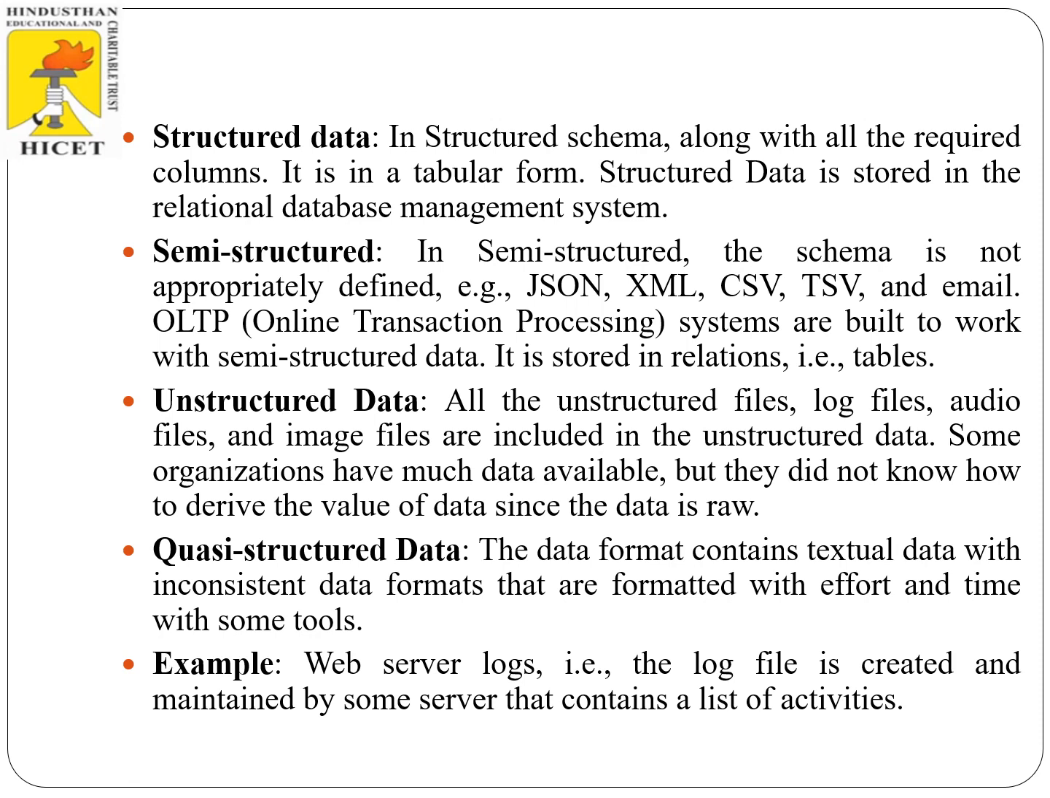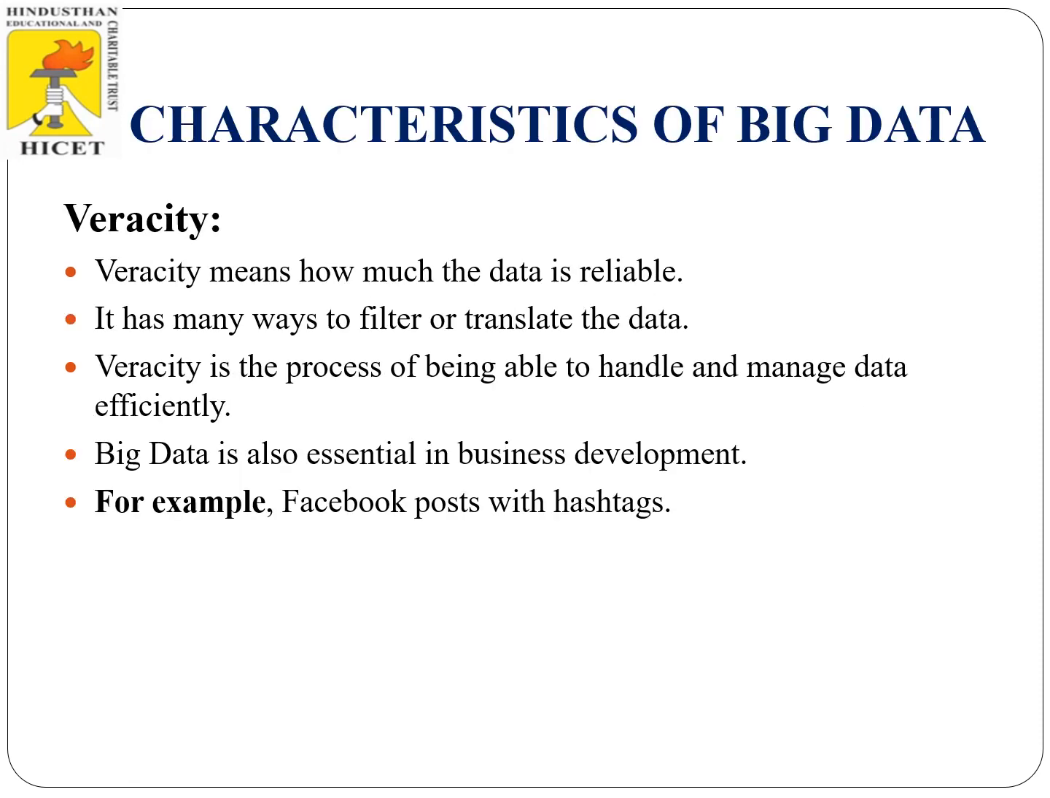Coming to the structured data, in the schema, along with all the required columns, it is in a tabular form. Then the data is stored in relational database management systems. In semi-structured data, the schema is not appropriately defined, for example JSON, XML, CSV, TSV, etc. Coming to the unstructured data, all the files, log files, audio files, and image files are included in the unstructured data. Coming to the quasi-structured data, the format contains textual data with inconsistent data formats that can be formatted with effort and time using some tools. Example, web server logs.